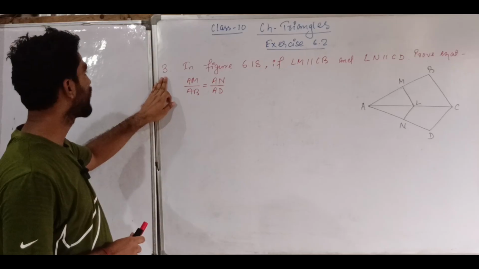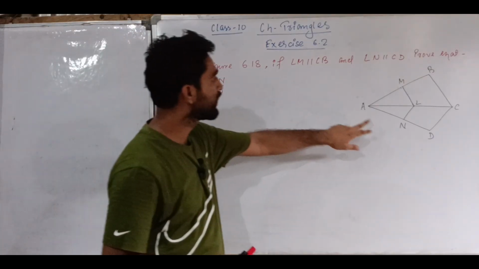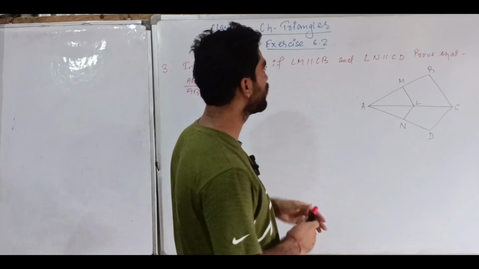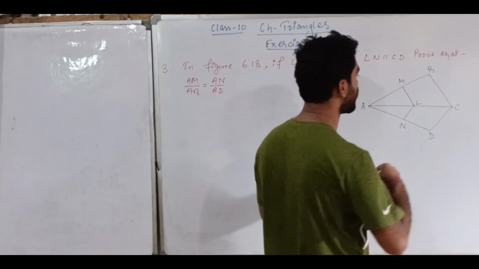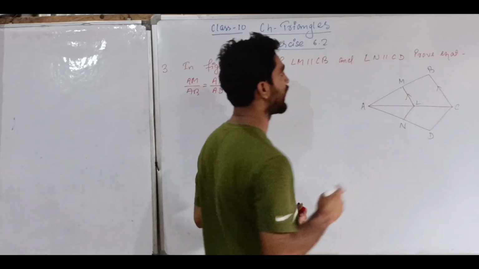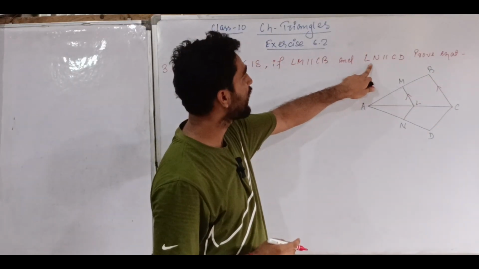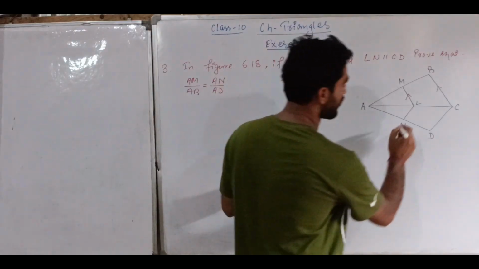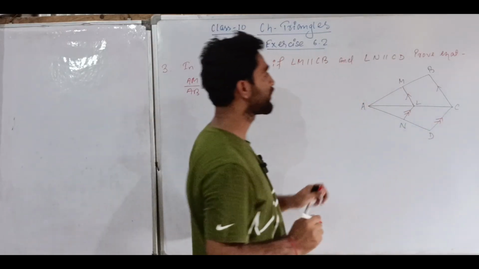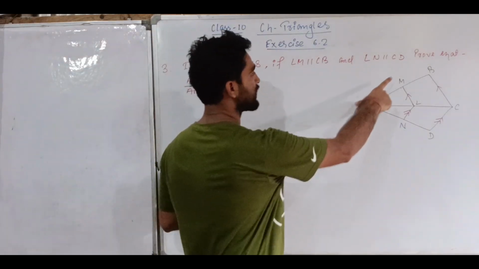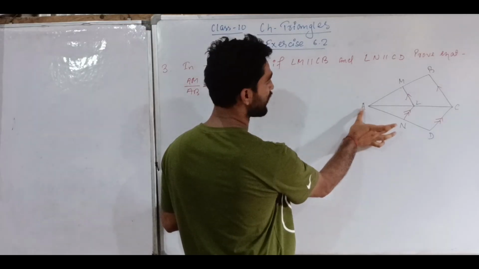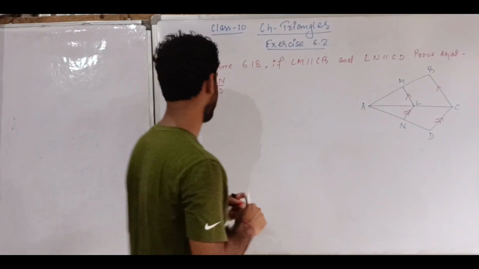Now let's see question number 3. So one figure is given. This is figure 6.18. If LM is parallel to CB, so according to this question, LM and CB are parallel lines. Also given, this LN is parallel to CD. So we have to prove AM divided by AB is equal to AN divided by AD.